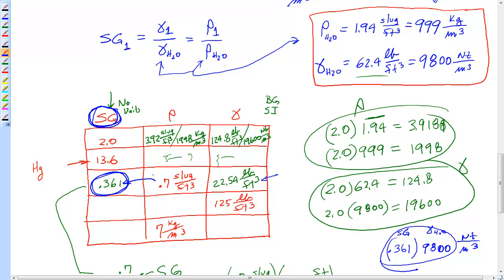Let me repeat what I'm saying. I took the density in British gravitational. I found this. There are no units here. It simply moves you from a reference point, mainly these reference points, to the actual values. So I can multiply 0.361 times this gamma or this gamma. It just seemed logical that if British gravitational was in this column, that maybe British gravitational would be in that column.